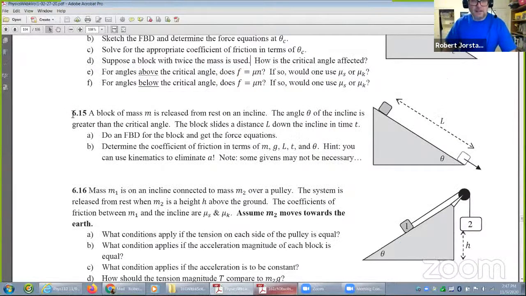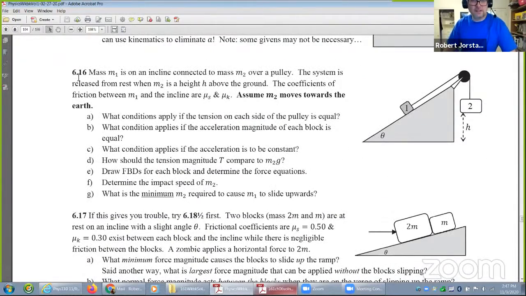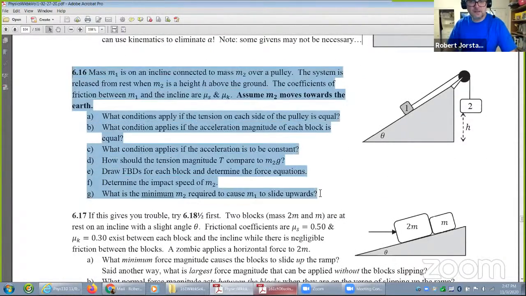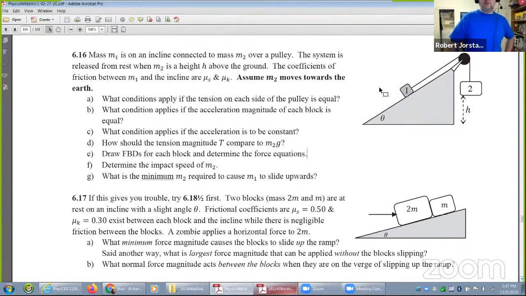All right, I'm going to let you guys try this one on your own later. And I want to work on this one here. Okay, and so we'll start off here. I'll let you look at it for a second. Mass M1 is on an incline. It's connected to mass 2 over a pulley. The system is released from rest when M2 is height h above the ground. Coefficients of friction are mu static and mu kinetic. Assume M2 is going to move towards the earth.